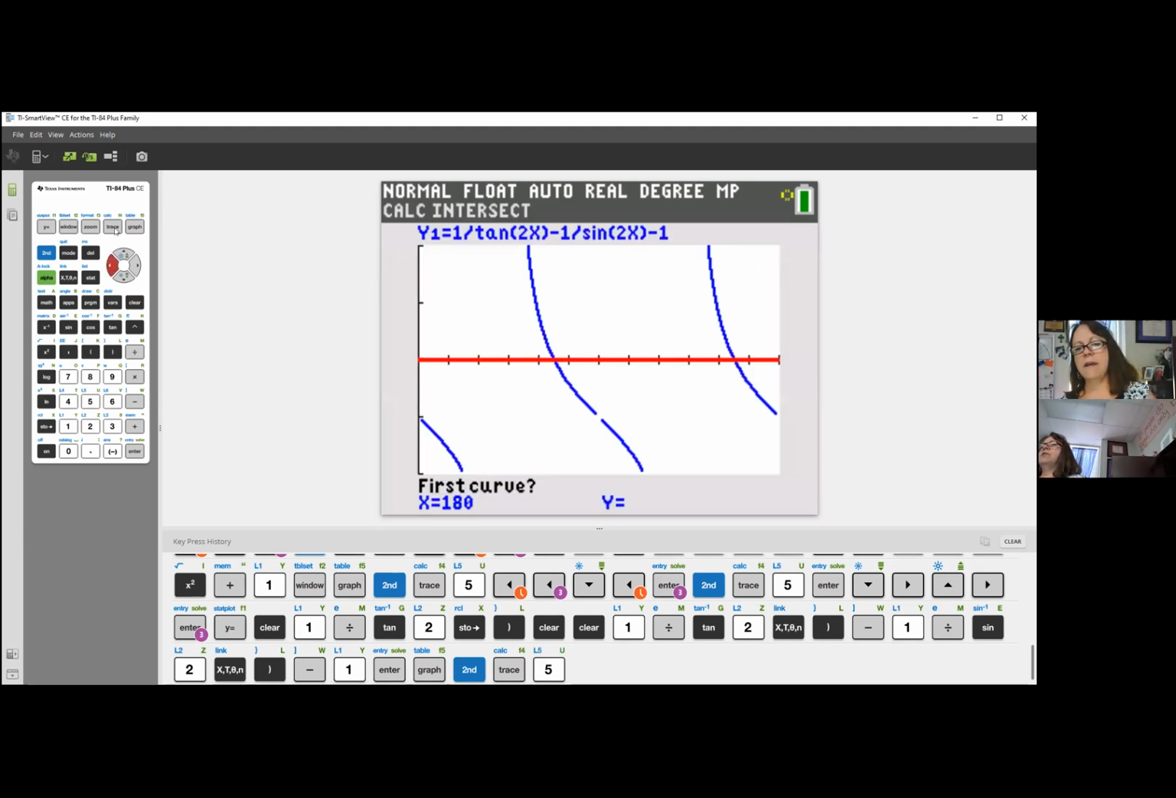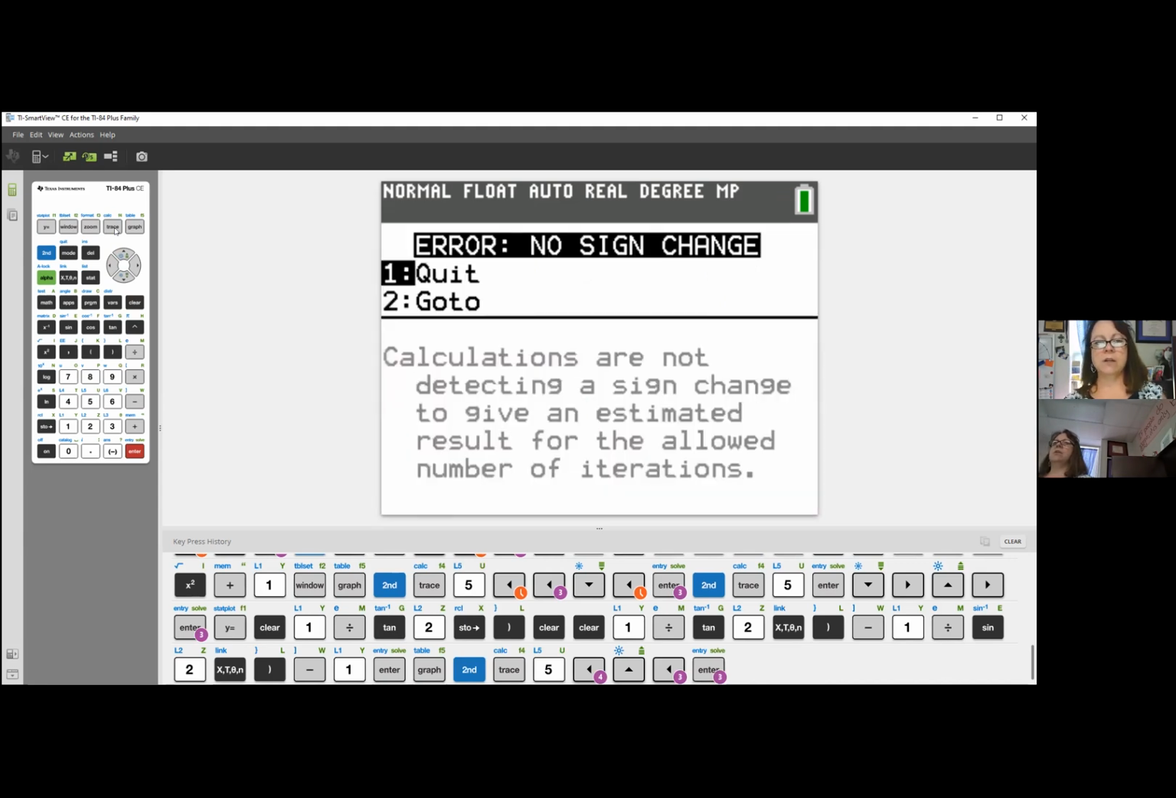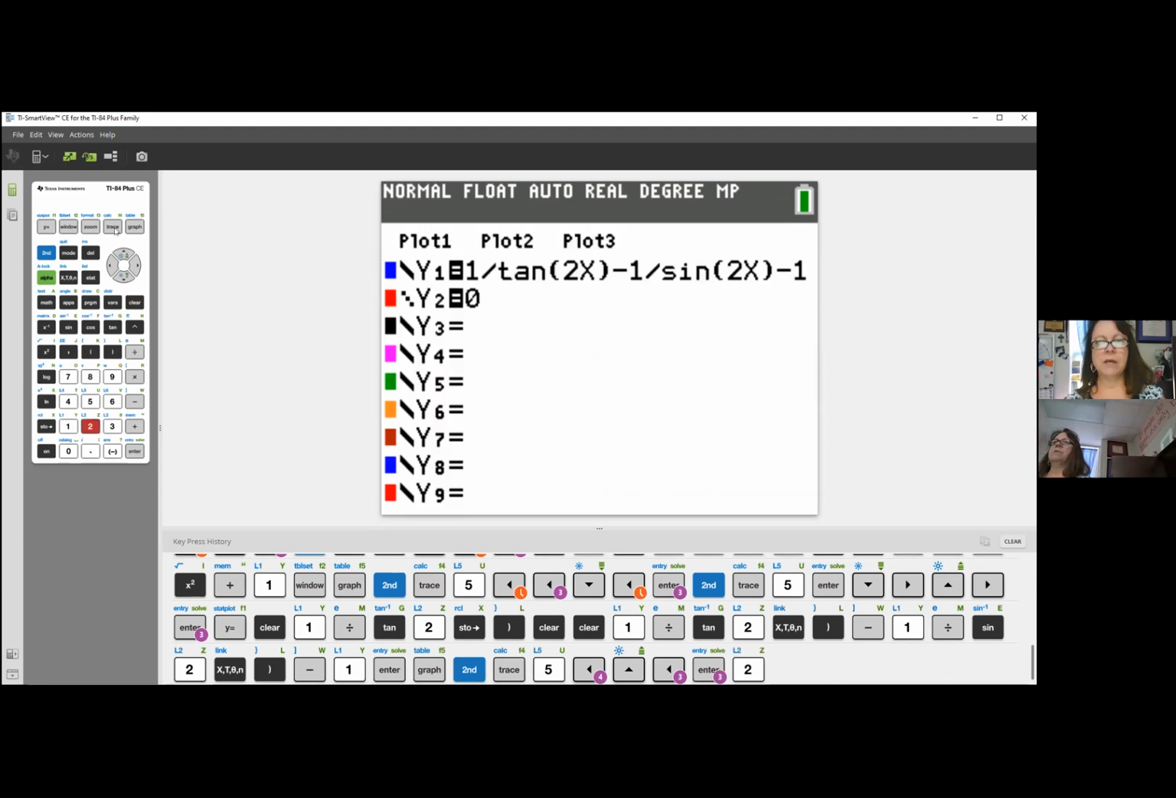And again, I use the left or right arrow so I could finally see it. But remember, if I go ahead and press up or down once, it'll put it on the 0 line. It's a little easier to move it there. First curve, second curve, my guess. And it said go to. So let's go to that error.